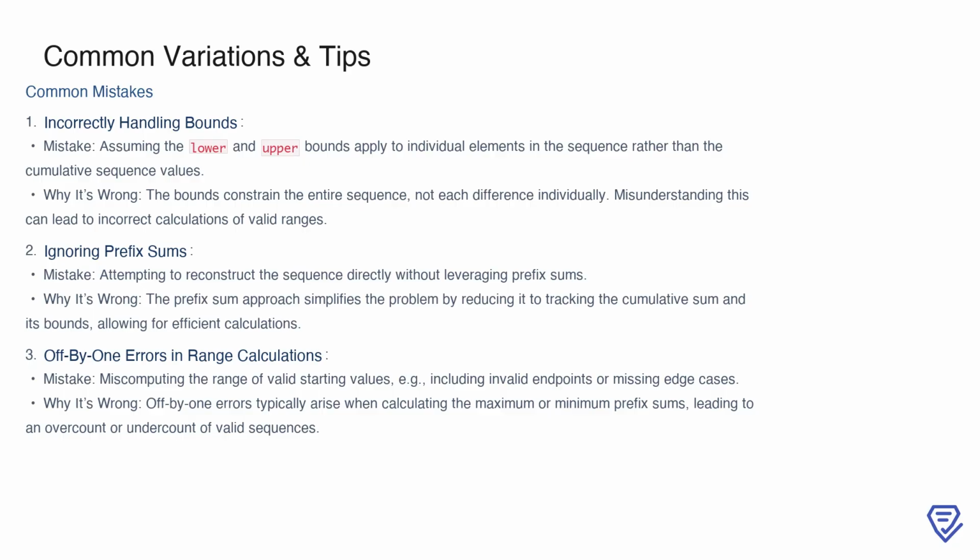Another mistake is ignoring the use of prefix sums. Attempting to reconstruct the sequence directly without leveraging prefix sums makes the problem unnecessarily complex. The prefix sum approach simplifies things by reducing the problem to cumulative sums and their bounds, allowing for efficient computations. Finally, off-by-one errors in range calculations are another common pitfall. This happens when you miscompute the range of valid starting values, such as including invalid endpoints or missing edge cases. These small mistakes can lead to overcounting or undercounting the valid sequences, so precision is critical here.